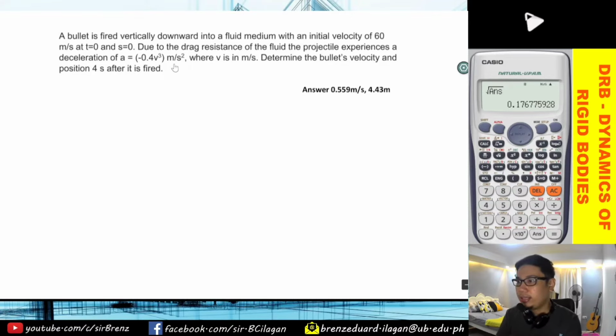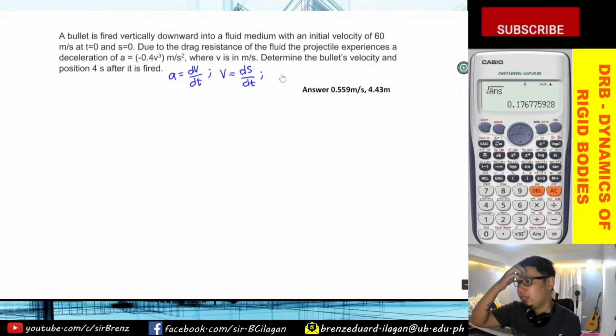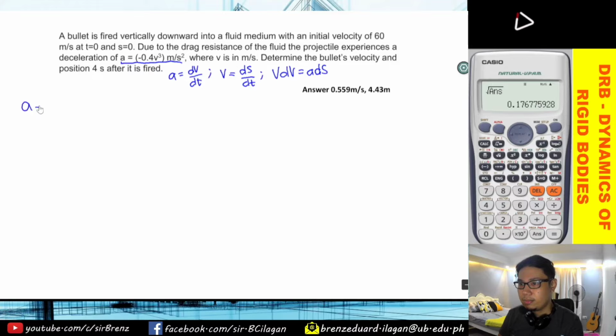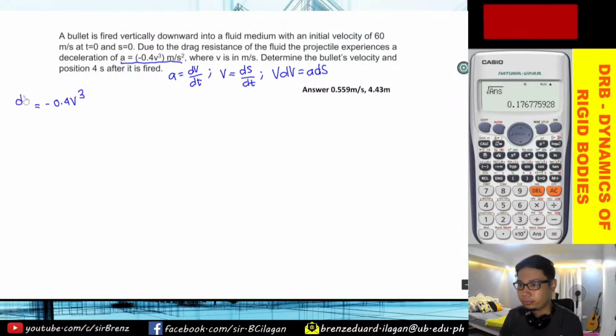Again, alam natin that yung acceleration mo is equal sa dv all over dt. Next, yung velocity natin ay equal sa ds all over dt. And yung relationship ng dalawa in terms of dt, makakagawa ka ng equation na v dv equals a ds. So, isulat natin ulit yung equation na gagamitin natin dito. Yung acceleration mo can be written as negative 0.4 v cubed, and pwede natin siyang isulat in terms of dv over dt.